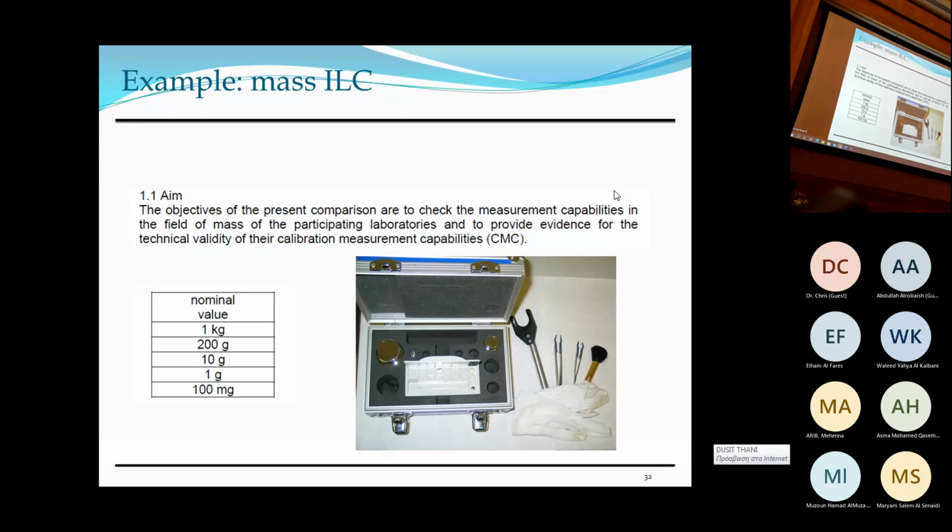Okay, just to give you an example here. Before we go into it, should we take a break for prayer or no?